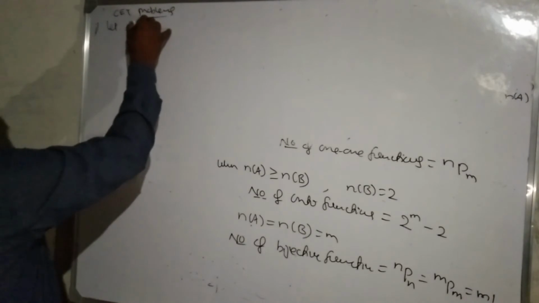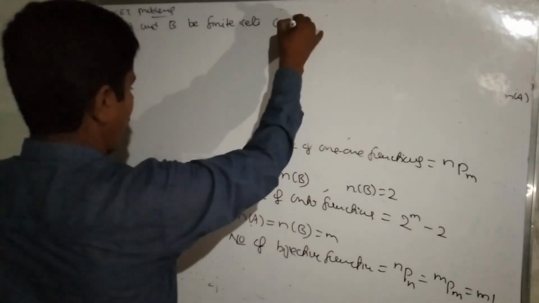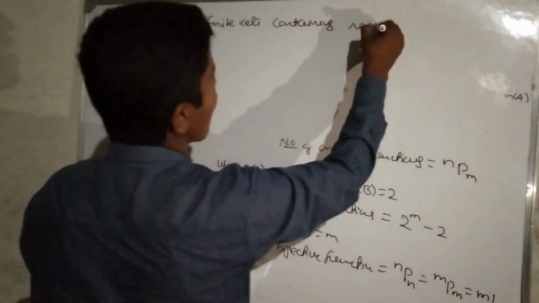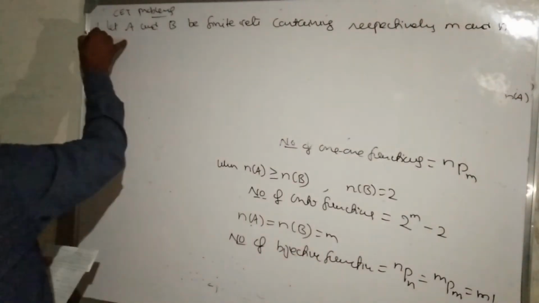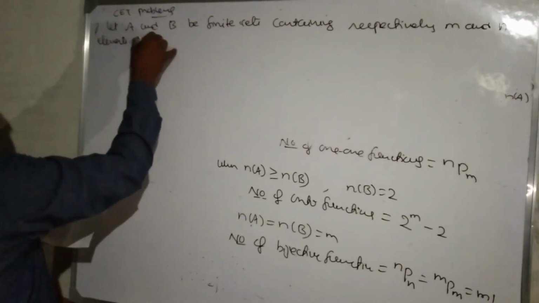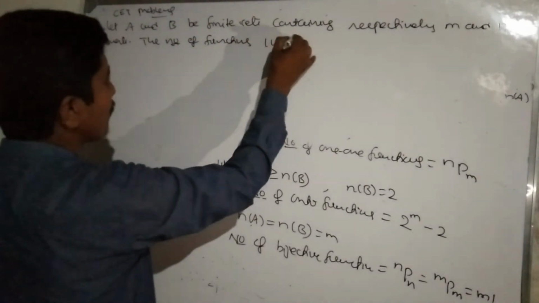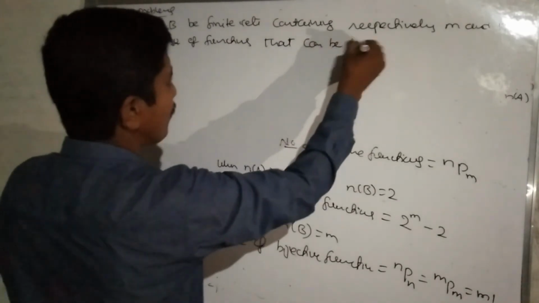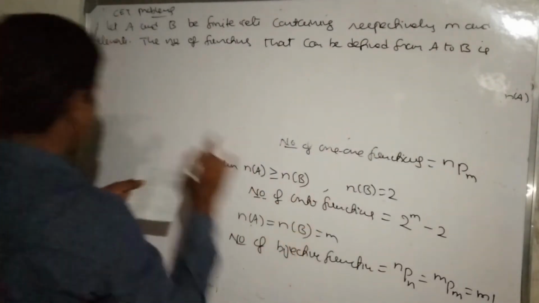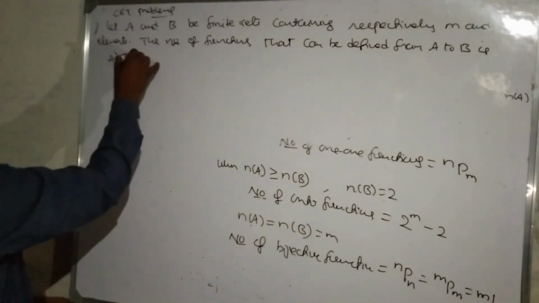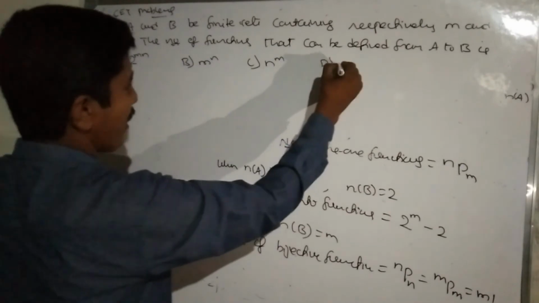Let A and B be finite sets containing respectively m and n elements. The number of functions that can be defined from set A to set B is: A option 2 power mn, B option m power n, C option n power m, D option mn.